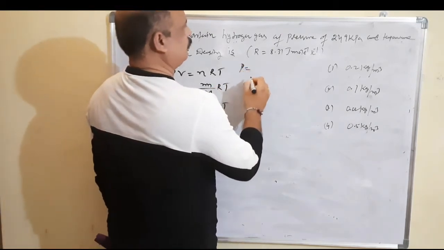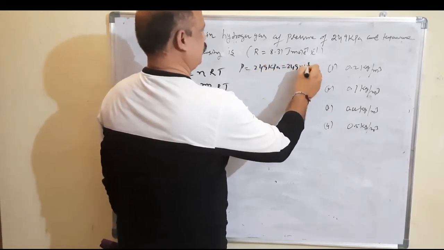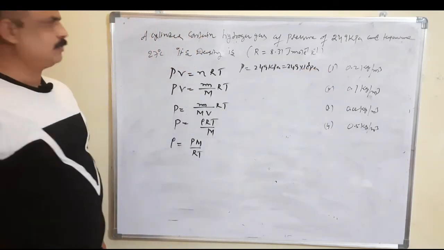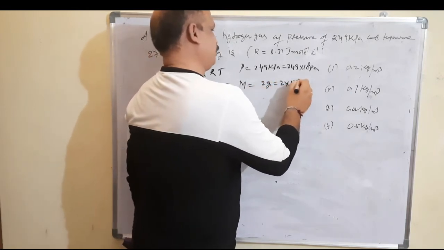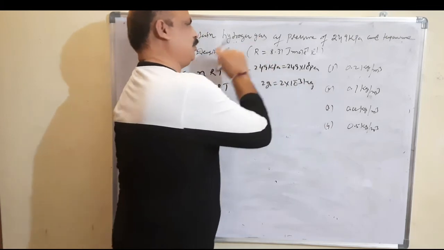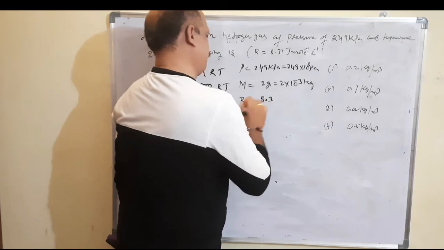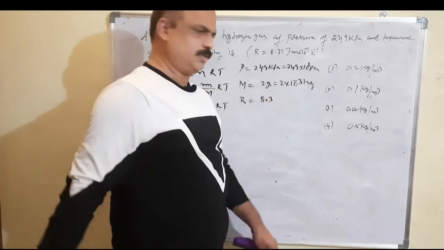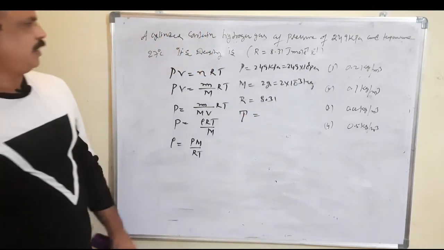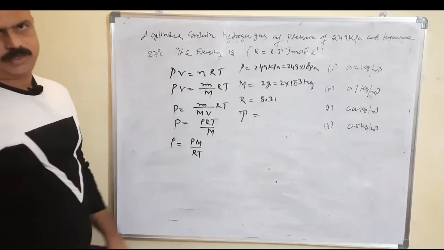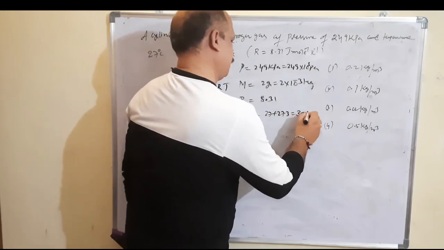So what is given here? P is equal to 249 kilopascals, that is equal to 249 into 10 cube pascals. Molecular weight of the gas, that is 2 grams, equal to 2 into 10 to the power of minus 3 kilogram, the molecular weight of hydrogen. And here R value is 8.31. T is nothing but, here they given 27 degrees centigrade, you should convert into Kelvin. 27 plus 273, that is equal to 300 Kelvin.